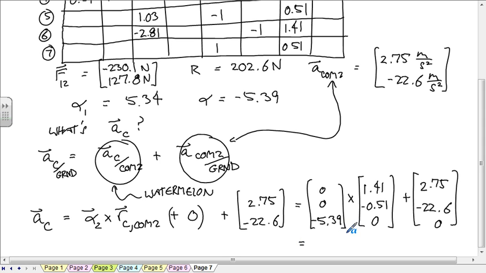Done. So I got 0.0011, negative 30.1999. This is obviously round off error. We required that the x acceleration couldn't be anything, and negative 30.2 for the y acceleration.